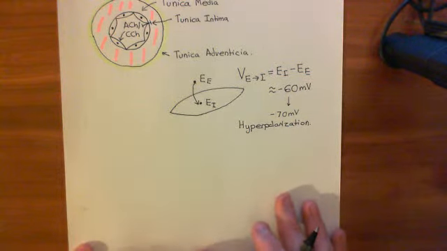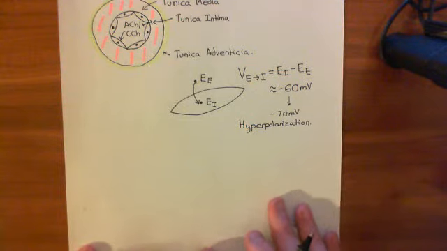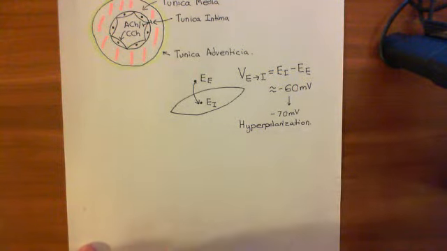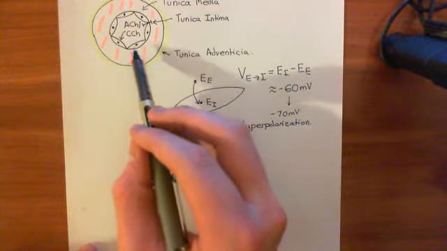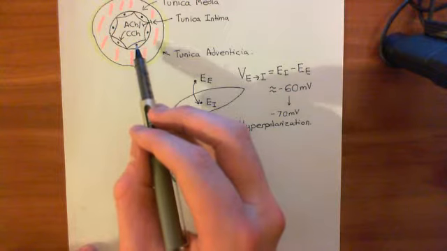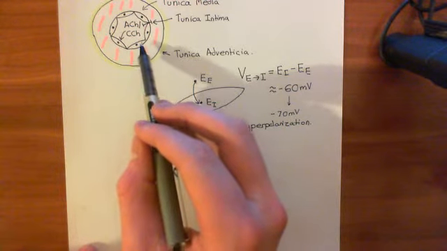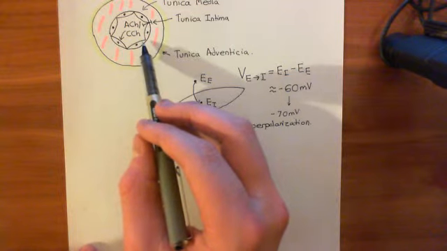Hyper meaning too much or an increase in something, and polarization meaning this polarity across the cell in electrical potential. So that is the phenomenon of endothelium-dependent hyperpolarization, because when Bolton et al. removed the endothelial cells from the blood vessel that they were working in, which I think was a rat mesenteric artery, it no longer showed this phenomenon.